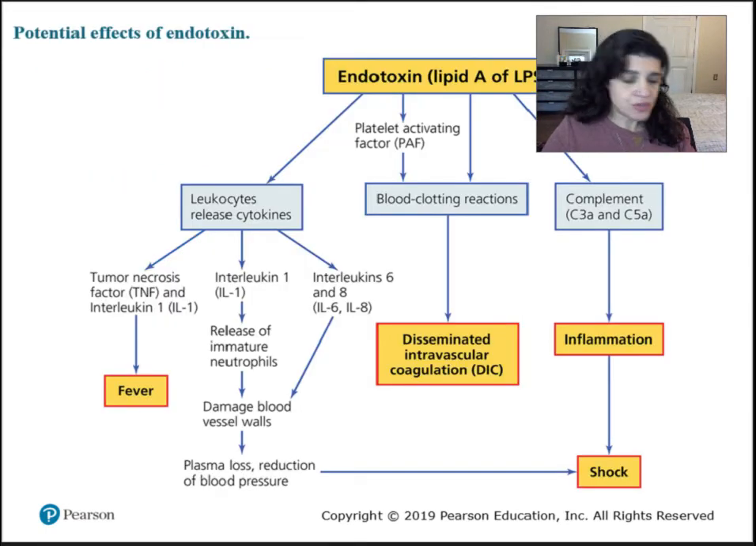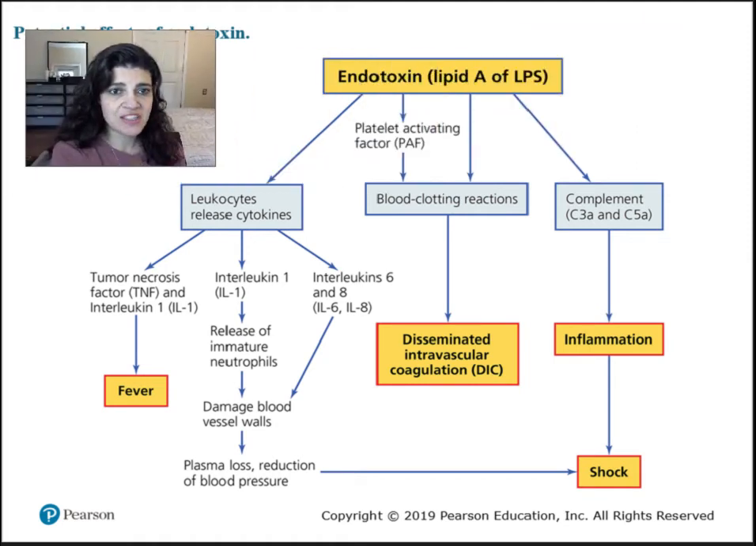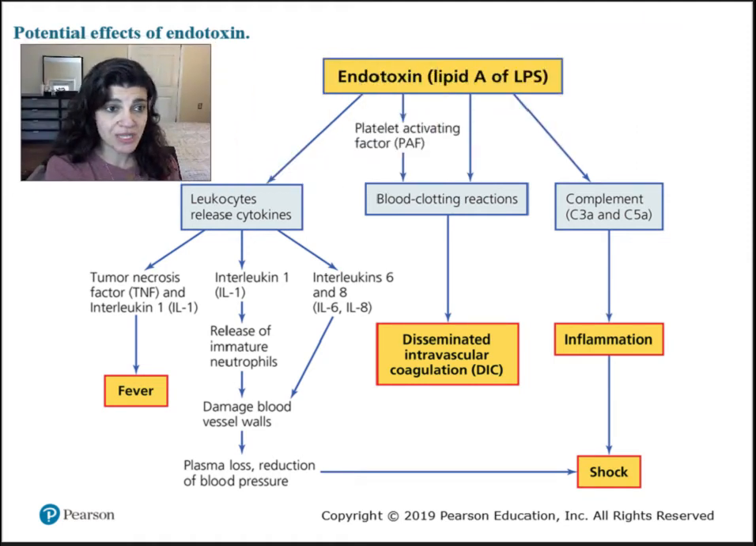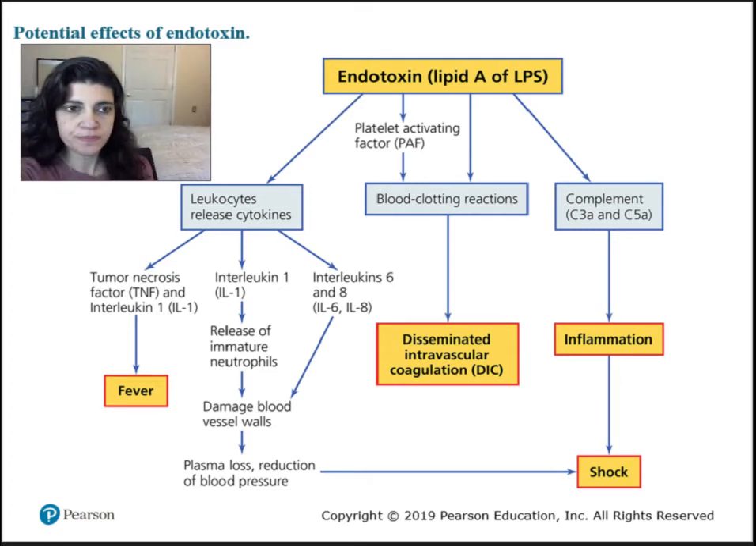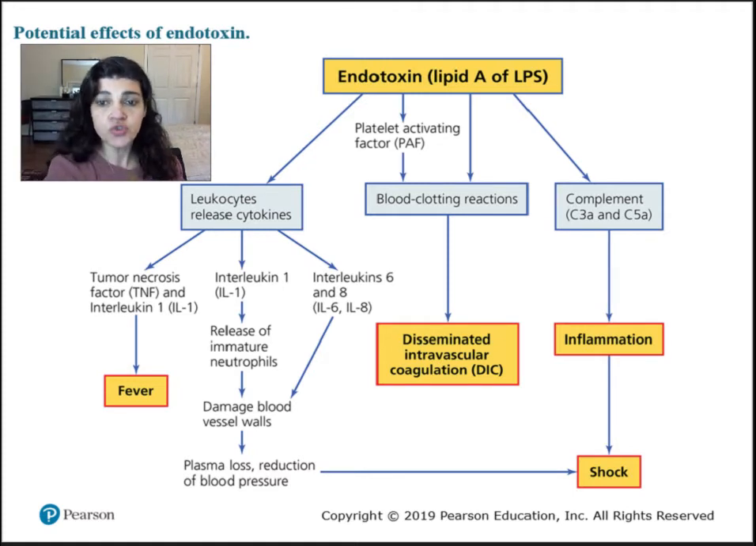inflammation. So this is one diagram that explains how potent endotoxin is, right? It can activate PAF, causing blood clots and DIC, which is disseminated intravascular coagulation. It can also trigger complement and cause inflammation, and if that inflammation is very exacerbated, it can lead to shock. You can also have leukocytes being activated through LPS, and then they release cytokines, so they can release TNF-alpha and IL-1 and cause fever.